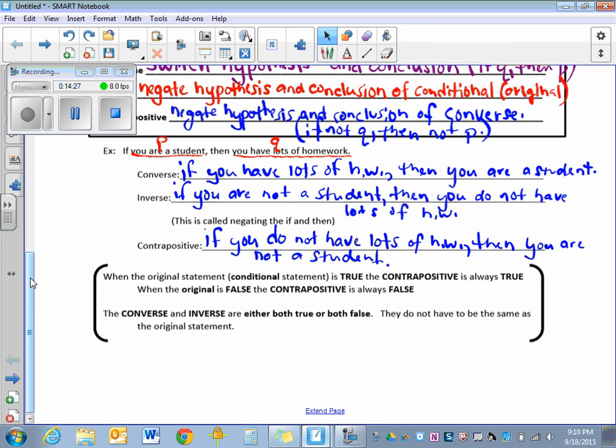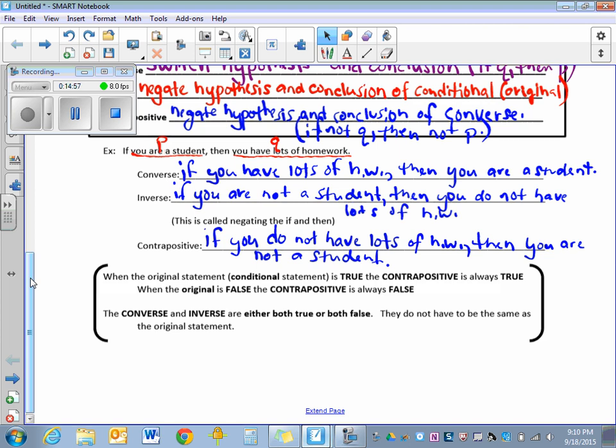Alright, so again, converse, we switch our hypothesis and conclusion. Inverse, we negate the original statement. And contrapositive, we switch and negate. Now notice, with this example, each of these are probably true. Most likely, if you have lots of homework, you are a student. Most likely, if you're not a student, then you do not have lots of homework. And most likely, if you do not have lots of homework, then you're not a student.